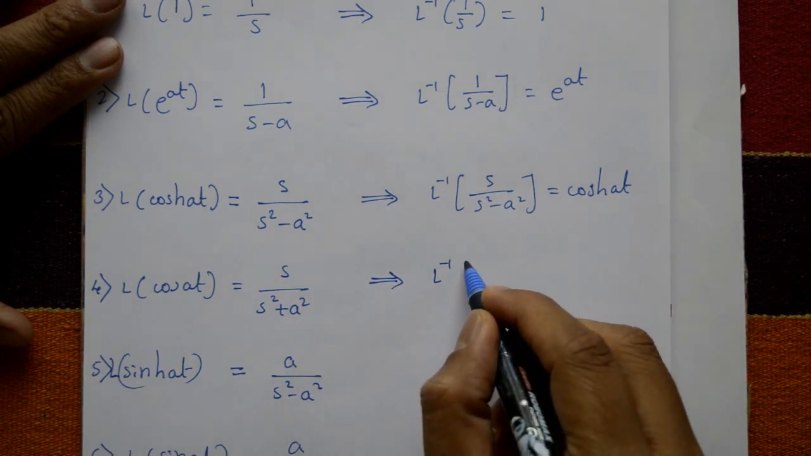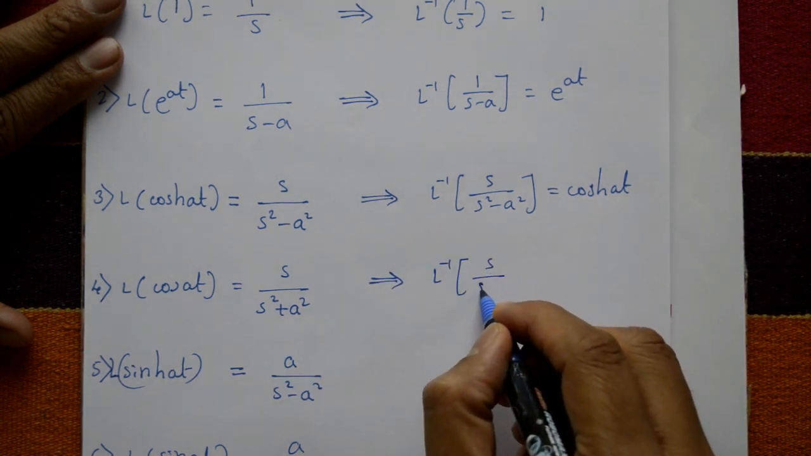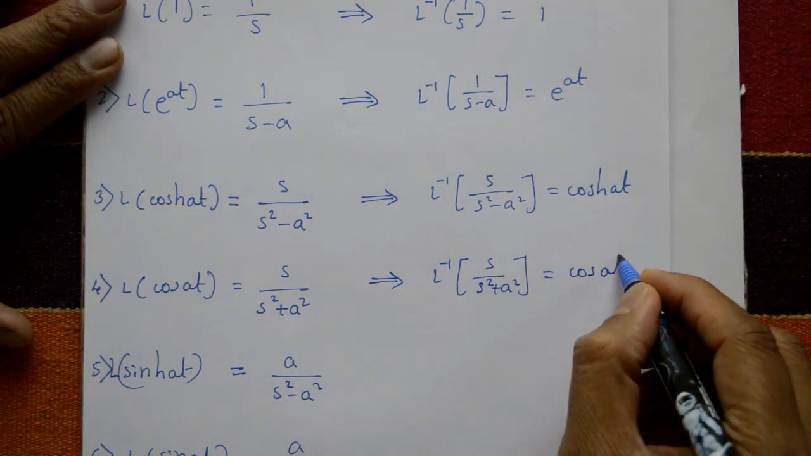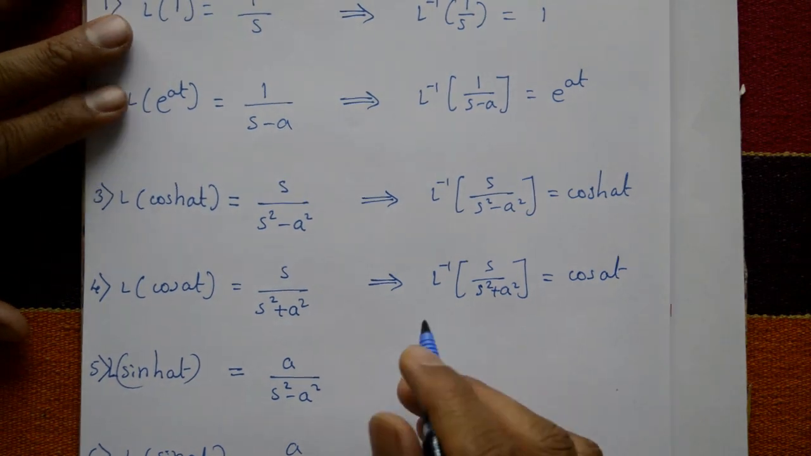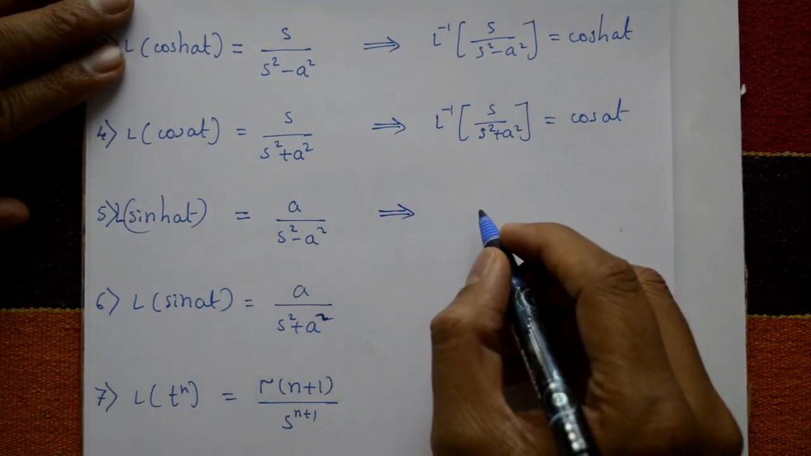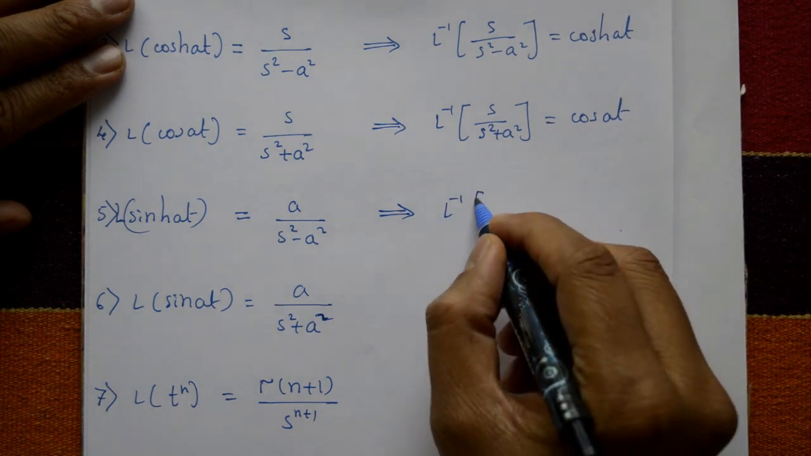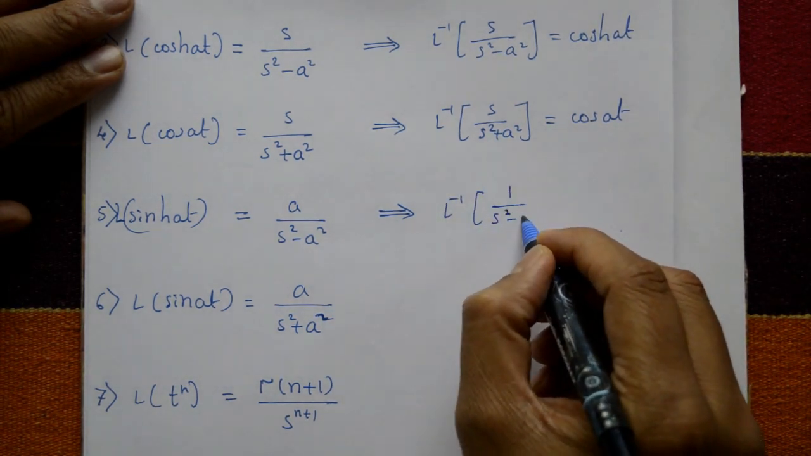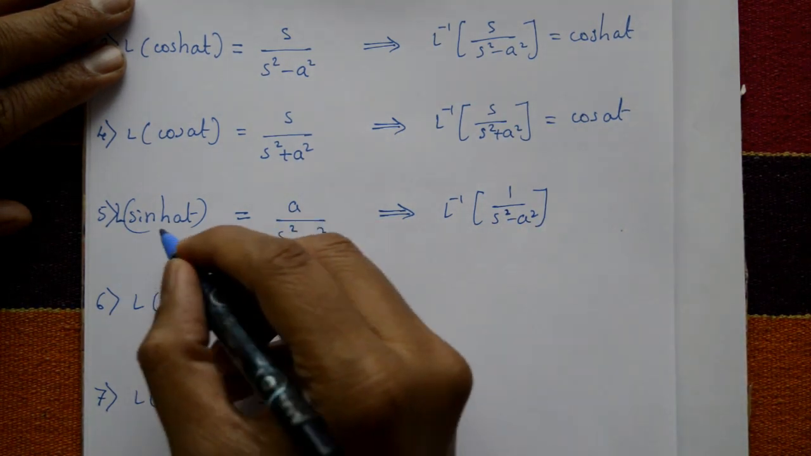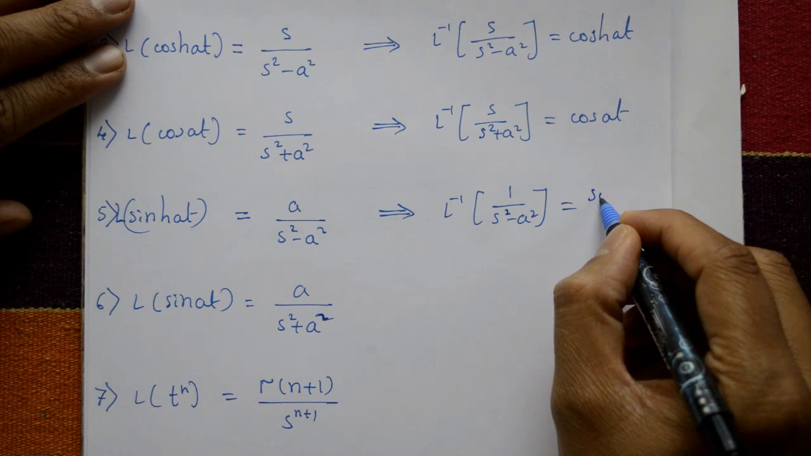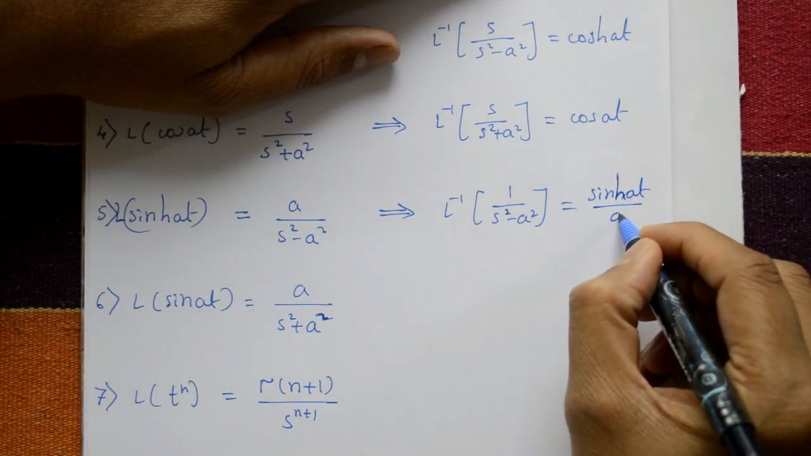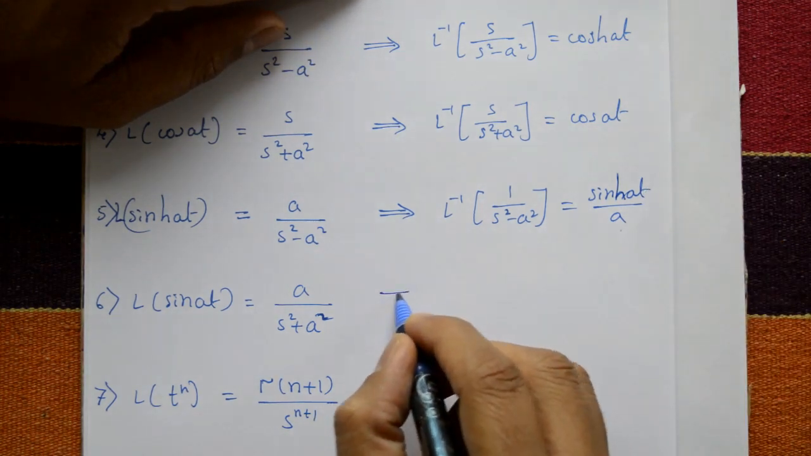Now fourth one. The inverse of s upon s square plus a square is equal to cos a t, only cos a t. Now fifth one. The inverse Laplace transform of 1 upon s square minus a square, the a shifts to the denominator, cross multiply, means this is equal to sin h a t divided by a, hyperbolic function.